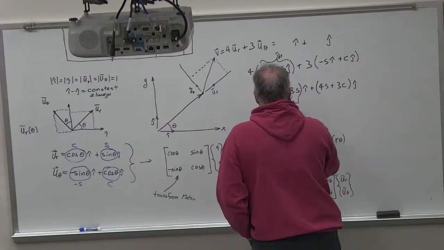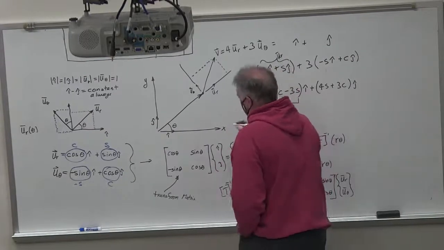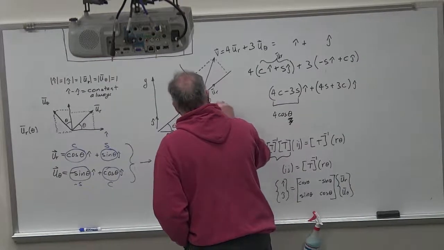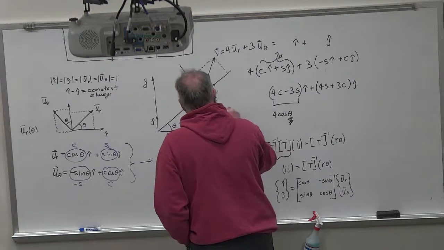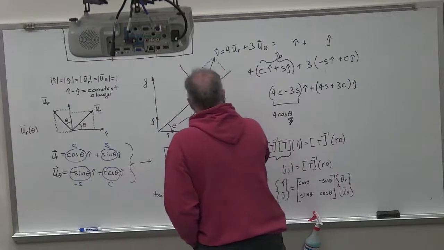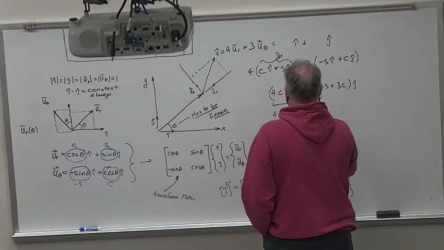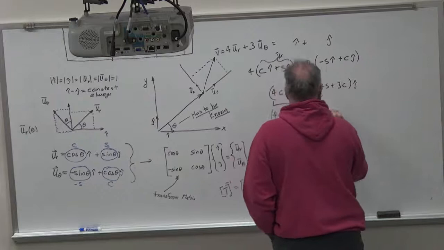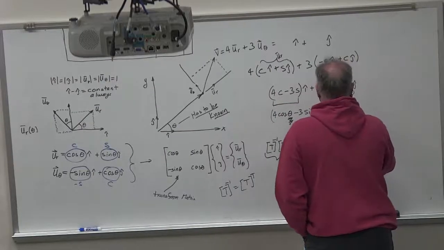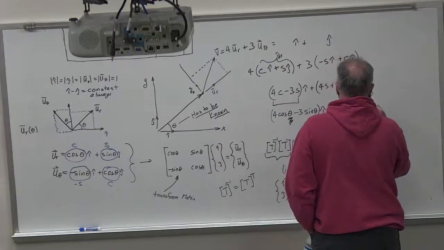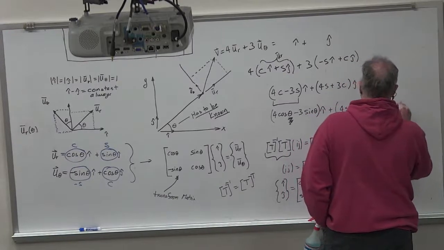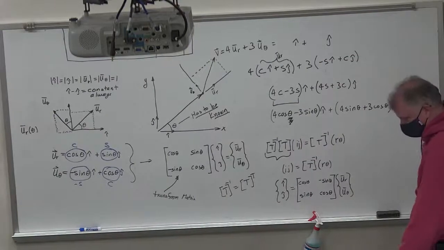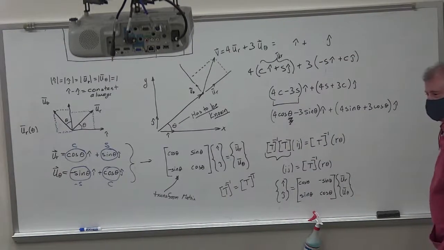4 cosine of theta, whatever that theta is. So that's the other key, this has to be known. Minus 3 sine of theta, and 4 sine of theta plus 3 cosine of theta, and that's j. So that's how you transform from one to the other. Did that make sense? Yes.